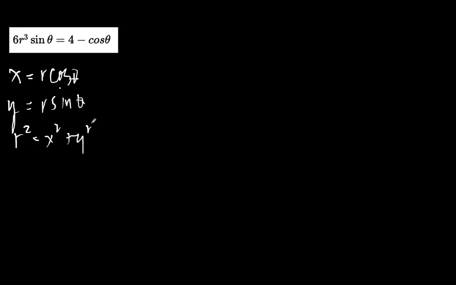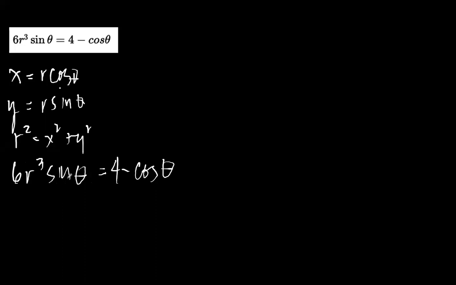Now let's have another one. Let's convert this polar equation to Cartesian. How do we deal with this? We have 6r cubed sine theta equals 4 minus cosine theta. And again, we know that x is equal to r cosine theta, y is equal to r sine theta, and r squared is equal to x squared plus y squared. We will be using these equations again to convert this polar equation to Cartesian. All right, so let me just copy: 6r cubed sine theta equals 4 minus cosine theta.